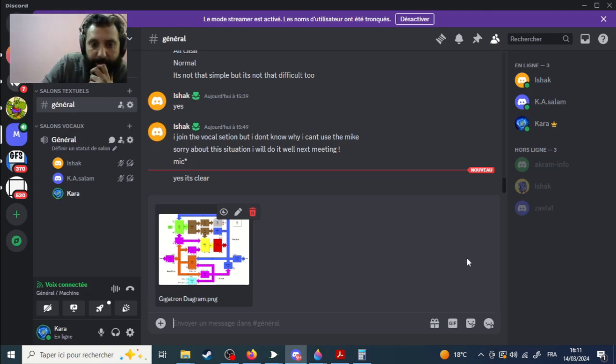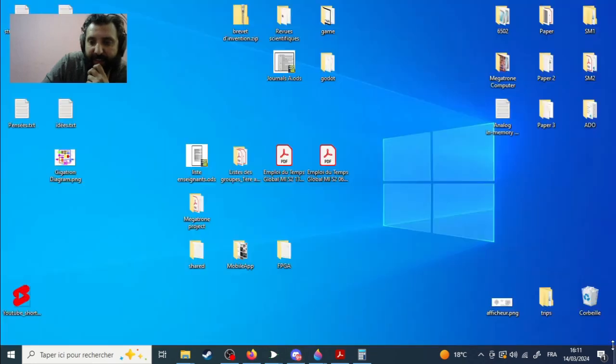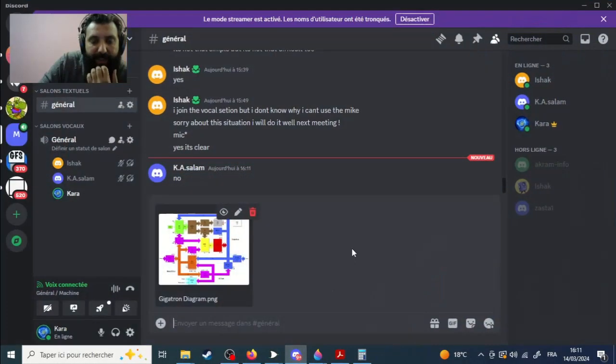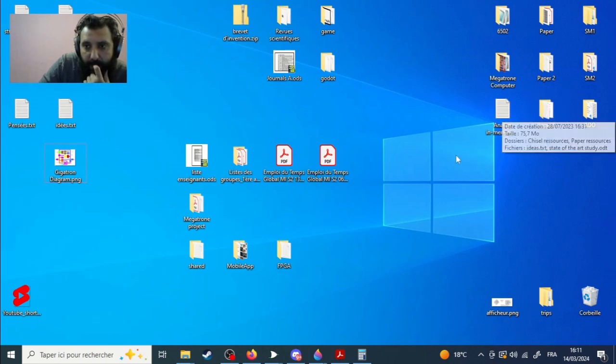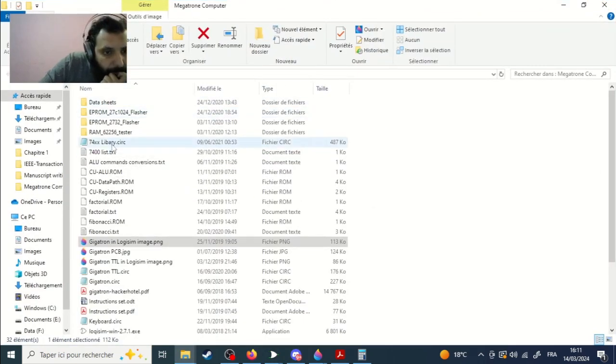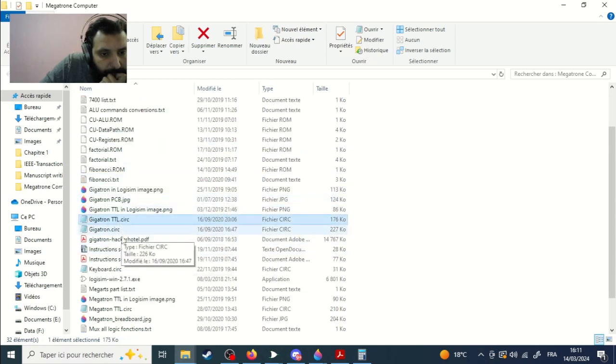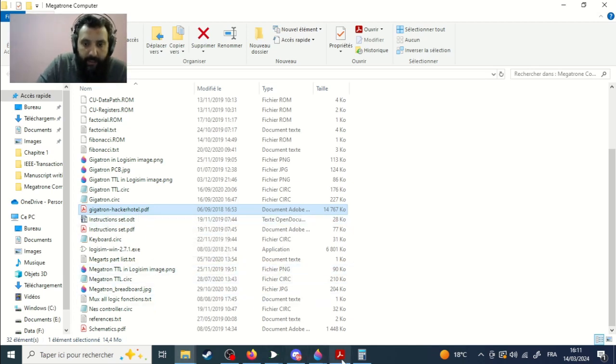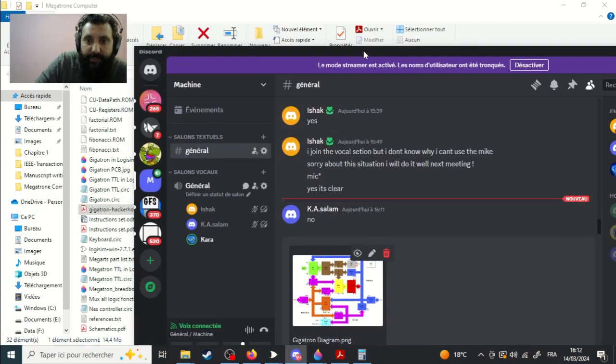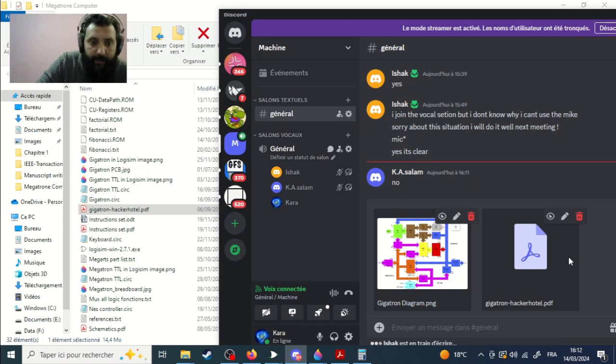I have to give you some documentation. You will need documentation to understand that. The main documentation to understand that is some links. I do have some links to give you. Megatron. I have to give you this PDF. You have to prepare it for the next session. You need to read this PDF. It's important to read that.